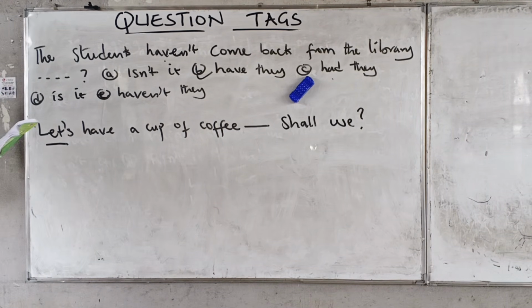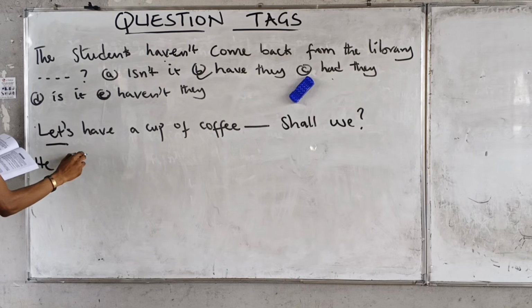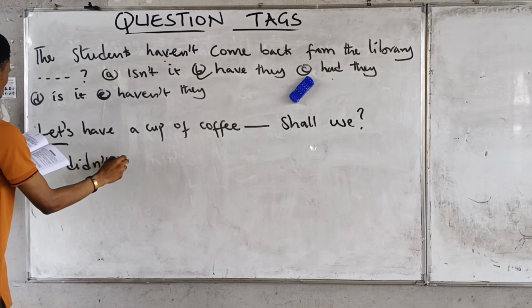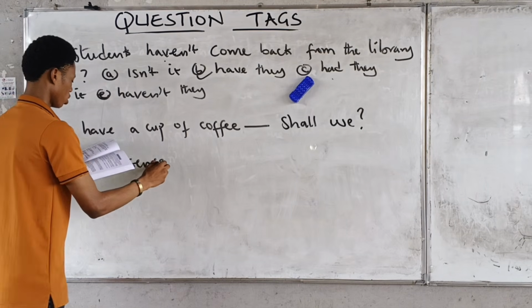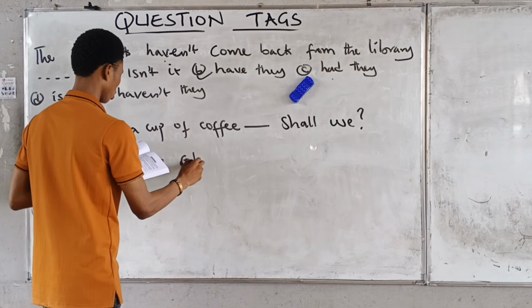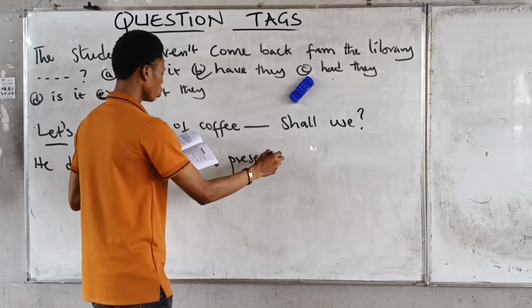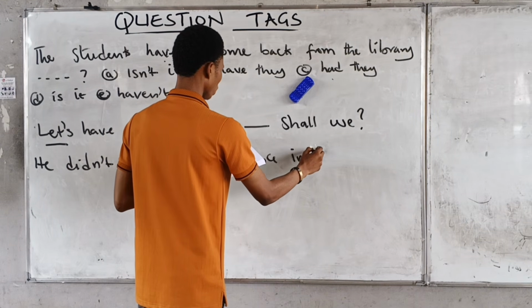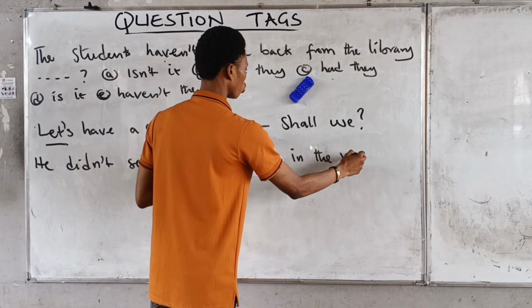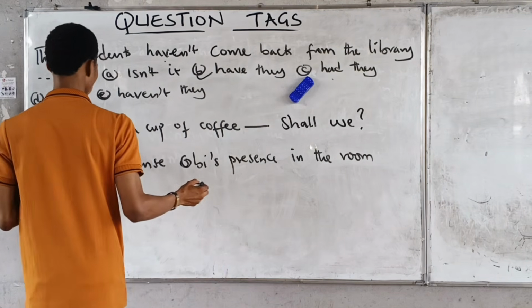Next question. I told you if you know the 9 rules I gave you, there is no question you cannot answer under question tag. There is no question.